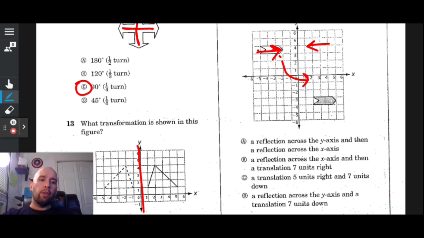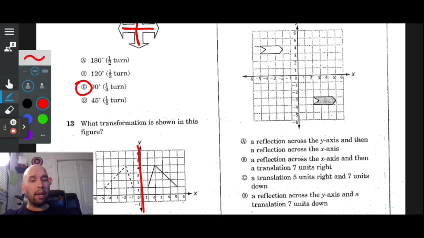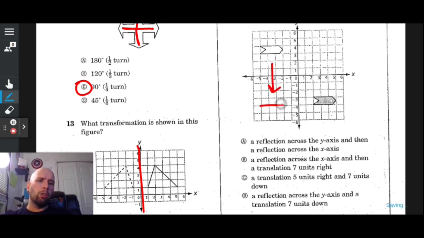If I reflect it over the x-axis, it's still going to keep it as an arrow pointing to the left. So it's not that. It's not A. So to me, it's some type of reflection and then translation. That's my guess. A reflection across the x-axis would have this reflect so that it's still pointing to the right, and then a translation 7 units to the right.